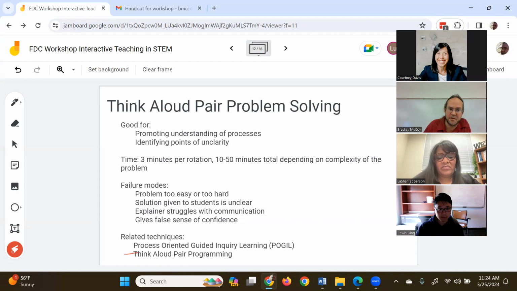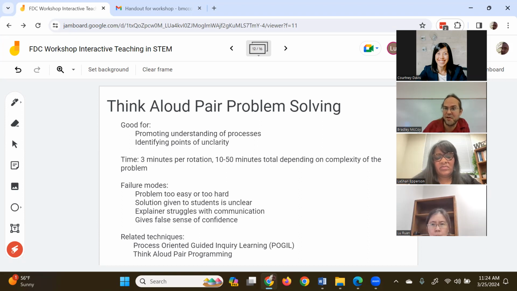This one I'm going to mention specifically. The book that I pulled this from also recommends doing this in a programming sort of setting. So Lou, that might be of interest to you, where you could have one student coding and the other one questioning the coding as they're doing it. Okay. That's good. Yeah.